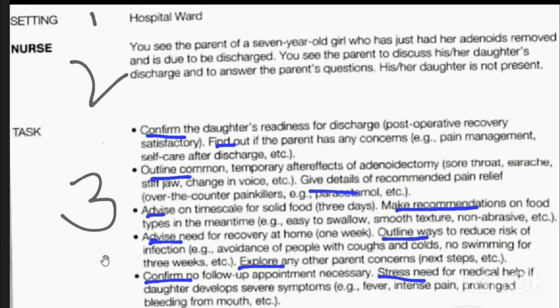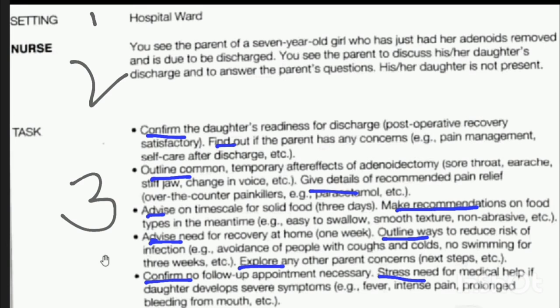You see the parents to discuss his or her daughter's discharge and to answer the parents' questions. His or her daughter is not present. So here the daughter is not present, but the nurse is talking with the parents. That means the role play is bystander. Okay, so now the list of tasks are there, which we'll discuss one by one.